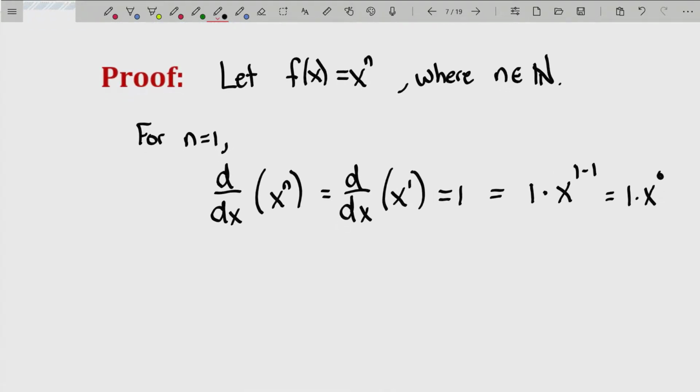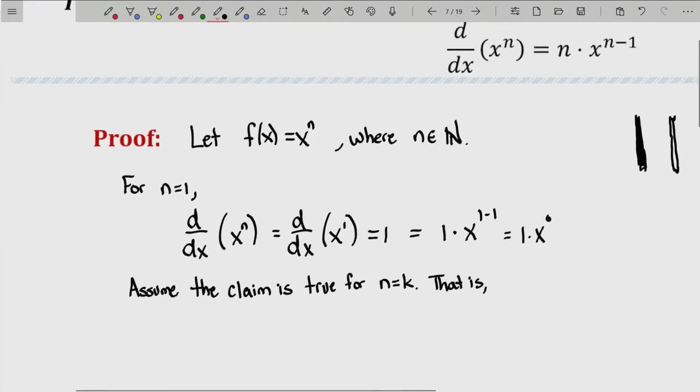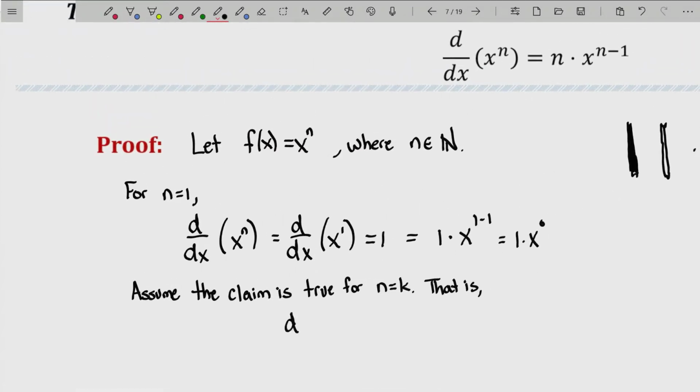This is called the induction hypothesis. So we're going to go ahead and assume that the claim is true for n equals k. And then usually I really like to say what that means. So I say that is, just looking back at the theorem, the derivative with respect to x of x to the kth power, we're going to assume that's going to be k times x to the k minus 1. We're going to make that assumption.